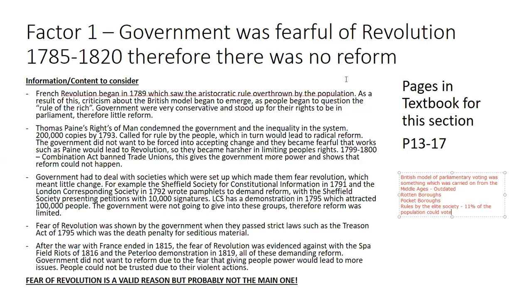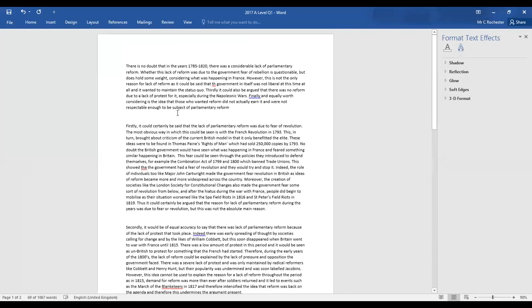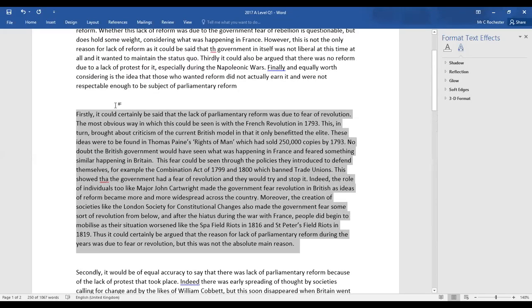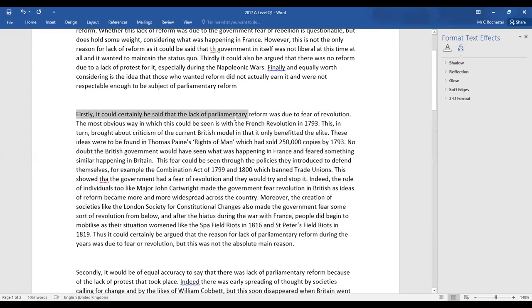And I'm going to show you an example essay. So this is the first paragraph that you could write. I'll zoom in just a little bit. Right. Firstly, it could certainly be said that the lack of parliamentary reform was due to the fear of revolution. They've started with the point. Really strong, clear point. Okay.